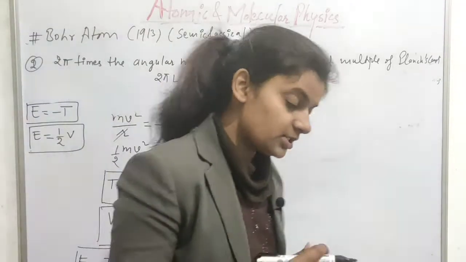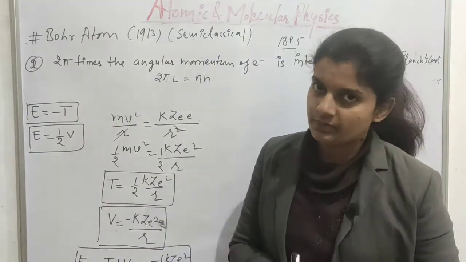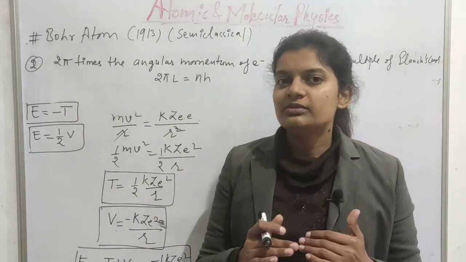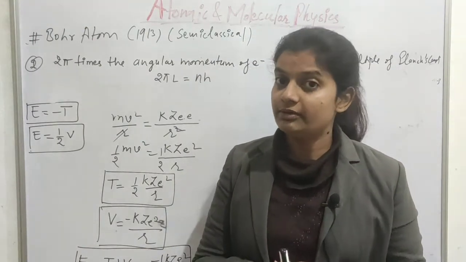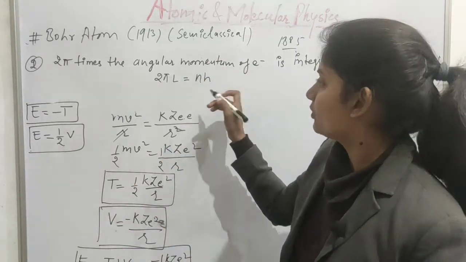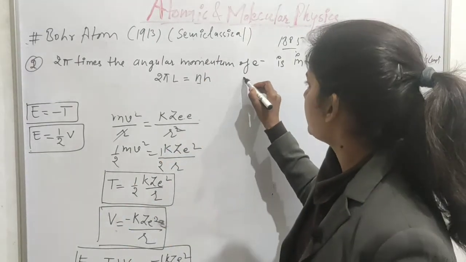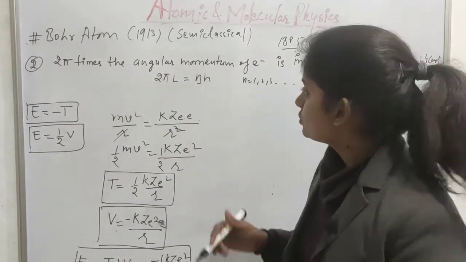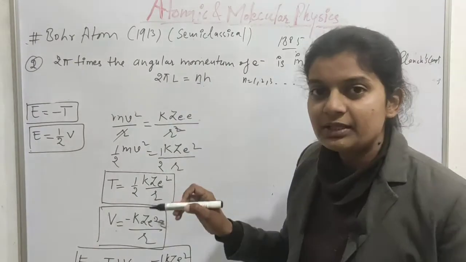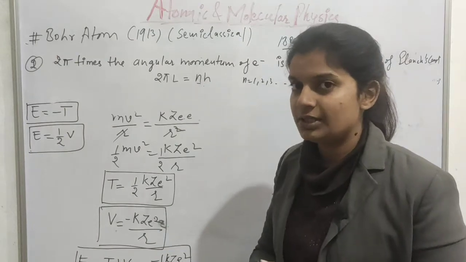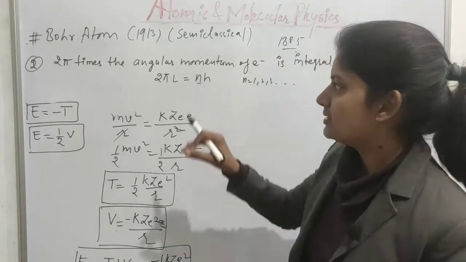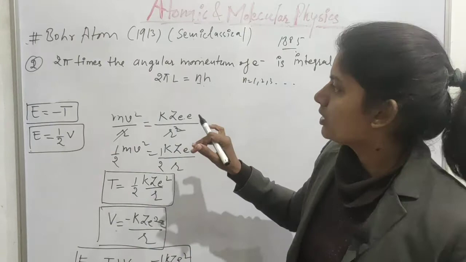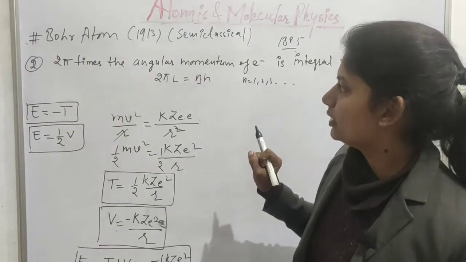So he restricted the angular momentum of the electron. He said that the angular momentum of the electron can't take any arbitrary values. It has some fixed and quantized value, because n is fixed. n is now 1, 2, 3, and so on. In this manner its angular momentum is also fixed. It can't take any arbitrary value. This angular momentum is quantized. So this is the meaning of the second postulate.